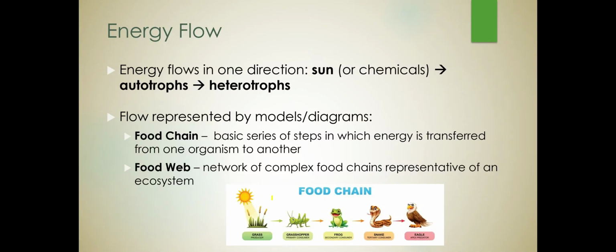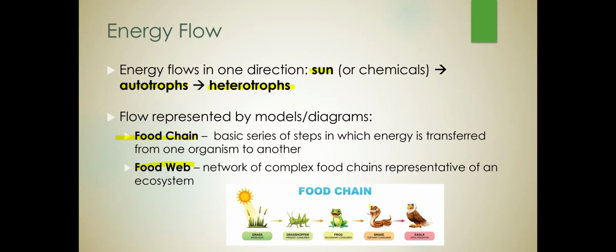Now, as we mentioned, energy flows in one direction. It's not recycled, so it starts with the original source, which is typically going to be the sun. If we're talking about a dark ecosystem, it may be those chemicals for chemotrophs. And so what's going to happen is the sun is going to provide the initial energy or the chemicals. The autotrophs are going to make that food, and then it will be passed to the various heterotrophs. And we represent this flow with a simple food chain or a more complex food web.